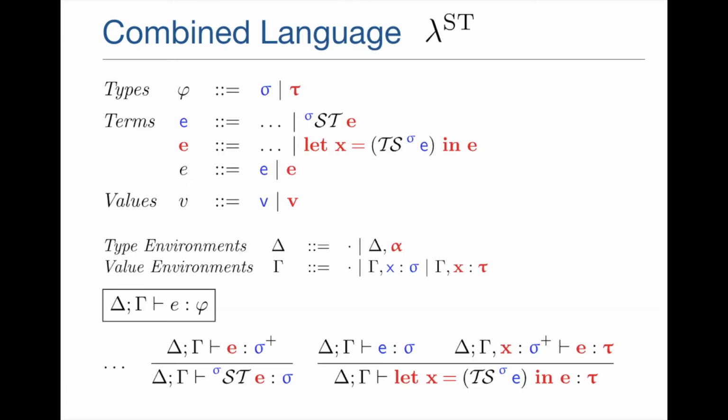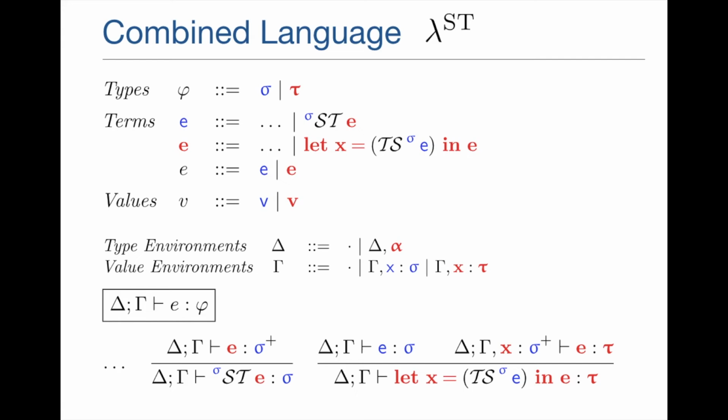So this is the definition for the multi-language lambda st. So we can see types and values are just the types and values from the source and target language. And then terms, they do have just terms from the source and target language, but they also have these boundaries. So they embed target terms into source terms and the other way around. So it allows you to have some interoperability.